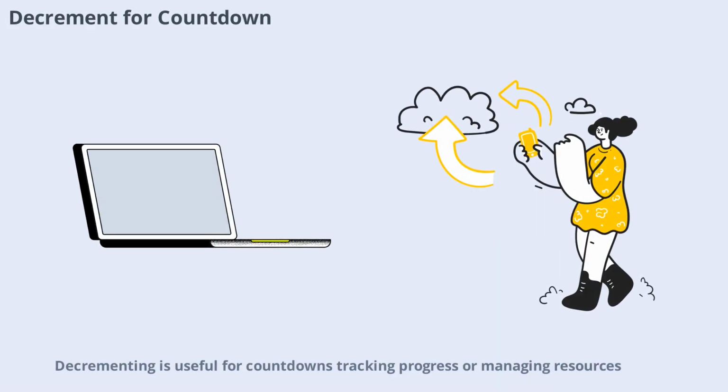Decrementing is useful for countdowns, tracking progress, or managing resources. For example, counting down to an event or reducing inventory. In JavaScript, the decrement operator helps automate these tasks and keeps your code organized.